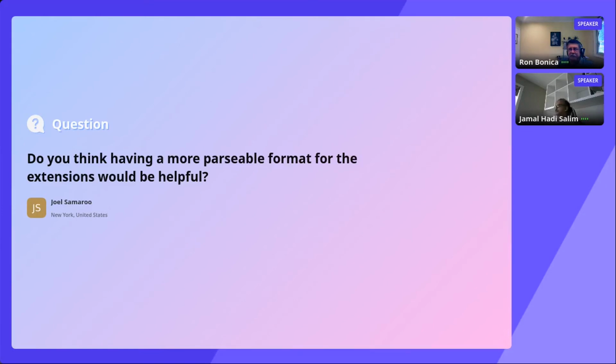Do you think having a more parsable format for the extensions would be helpful? Do you mean inside the ICMP message or in the user interface?